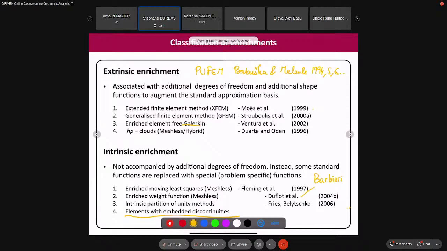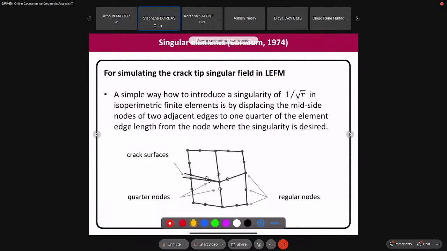So the basic idea of intrinsic versus extrinsic is that for intrinsic enrichment, you do not need extra degrees of freedom. You simply modify the shape functions such that they look like what you wish them to look like, meaning like the exact solution to the problem. So you modify the shape functions, but you don't modify the approximation globally, meaning that you do not add any other function to the space. You just modify the existing space. All right, this is a detail at this stage.